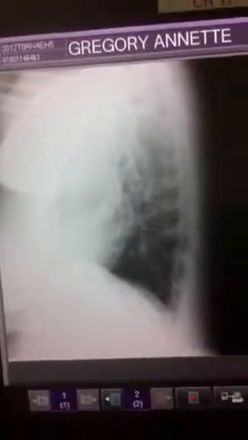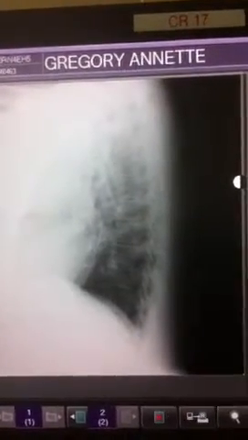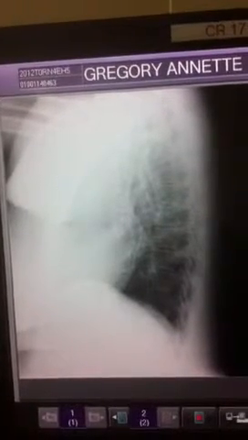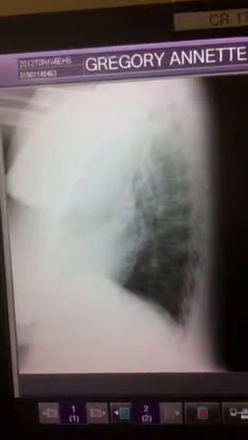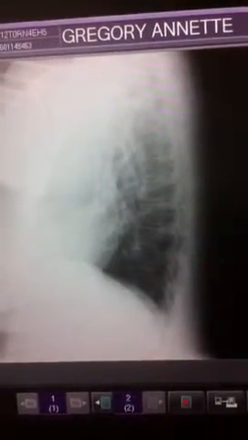Now for the lateral, the posterior aspect of the ribs and lungs should not be superimposed. The intervertebral joint spaces of the thoracic vertebrae should be clearly visible. The sternum is in the lateral position.